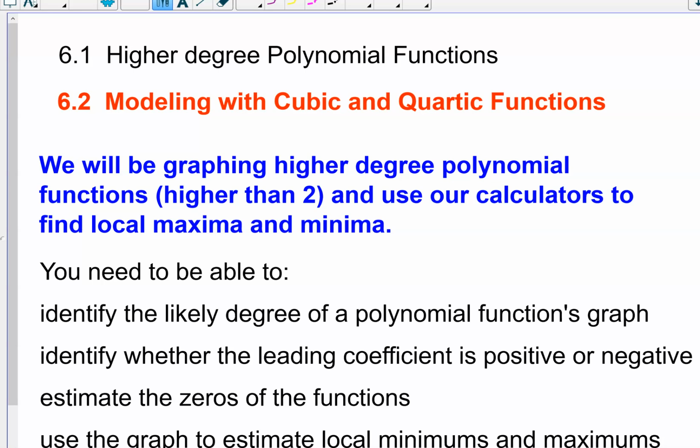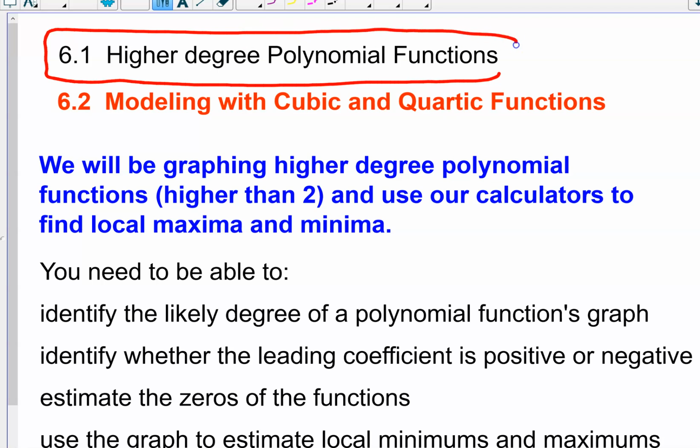This is lesson 6.1, and I will have 6.2 following right after this. These are your essential questions or your I can statements, what you'll be able to do. This is about higher degree polynomial functions. That's what this chapter is about. A lot of what you've learned already in chapters 1, 2, 3, 4, 5 will apply to this chapter.